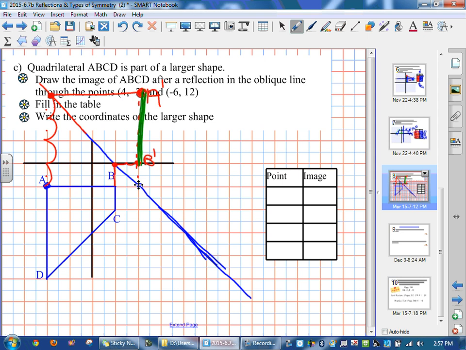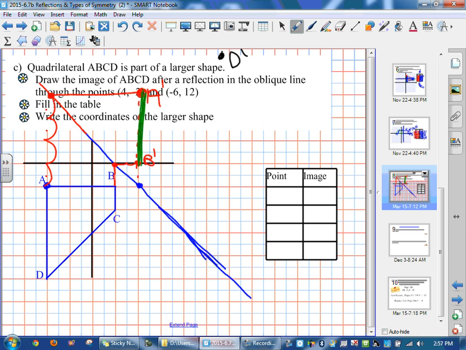Where did I get A prime? You go up 8, because I went 1, 2, 3, 4, 5, 6, 7, 8. It touched the line after 8 steps. Yeah. Okay, so when it touches the line, you turn the other way.